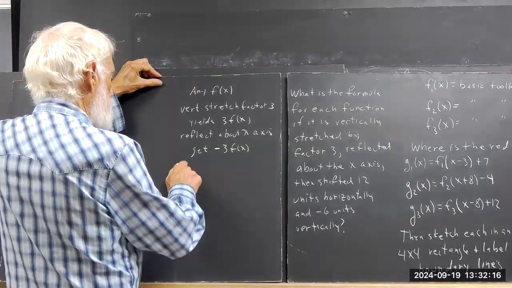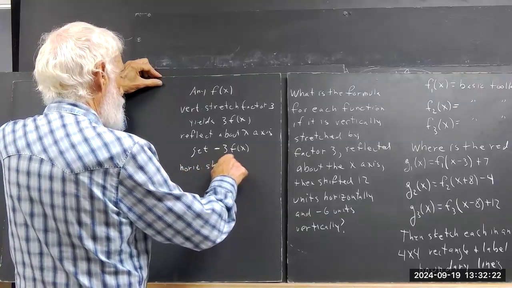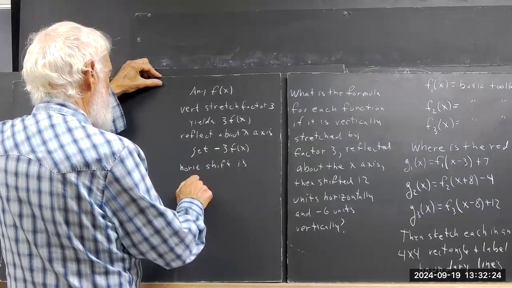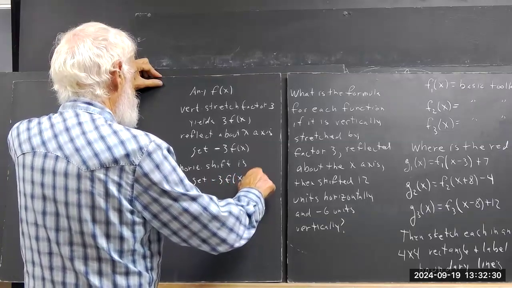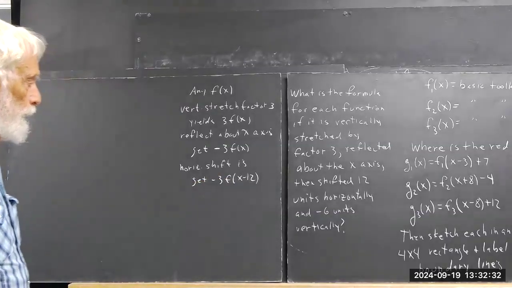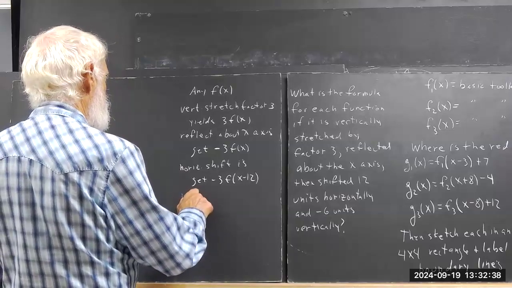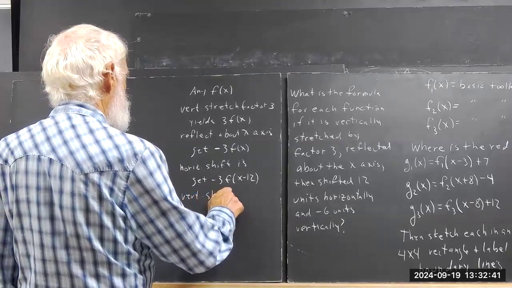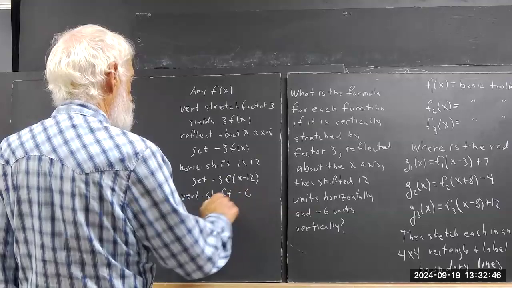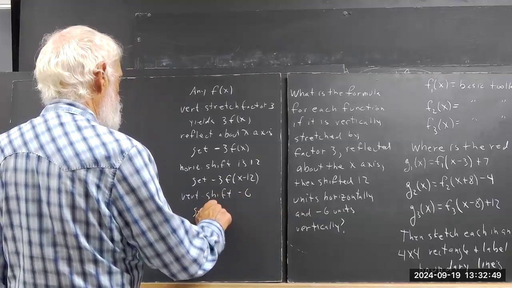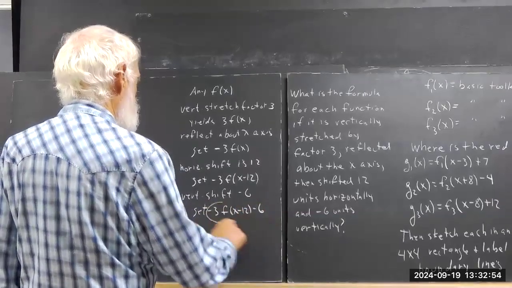Then horizontal shift of 12 gives you negative 3 f of x minus 12. And then vertical shift is negative 6. You get negative 3 f of x minus 12 minus 6.